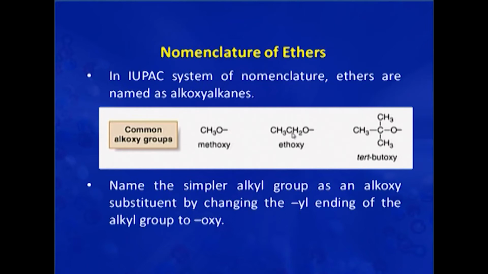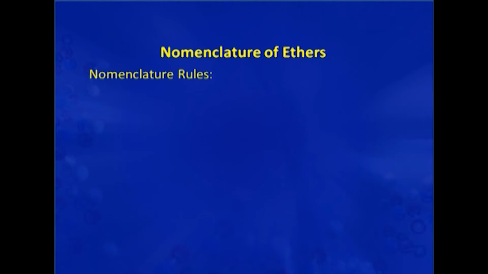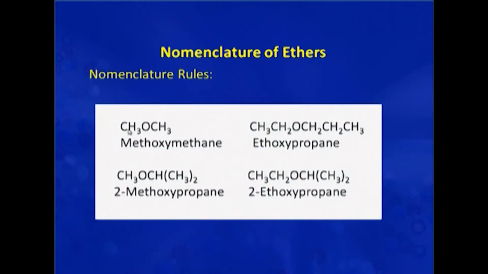Similarly, CH3CH2O or C2H5O is named as ethoxy, and this group as tertiary butyloxy. In this example, you can see that we have two alkyl groups which are similar. So whether we make this alkyl group as substitution on the other, or this alkyl group as substitution on the other, it is not going to make much of a difference.